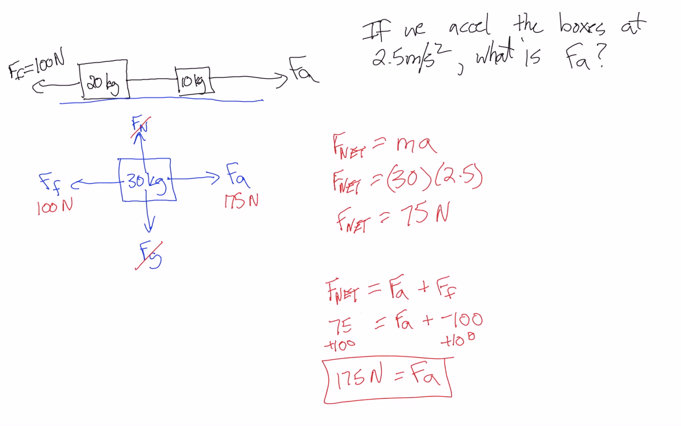And because we didn't have to worry about the up and down motion, that's it. We just have the two forces, friction going one way at 100, our applied force at 175. Therefore, we get a net force of 75, and if you go 75 divided by 30, that would give us our acceleration of 2.5 that we calculated. So the key thing with this question is just to treat them as one object instead of two separate boxes, and that makes the question quite a bit easier.